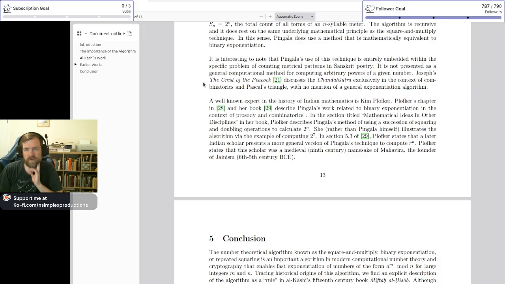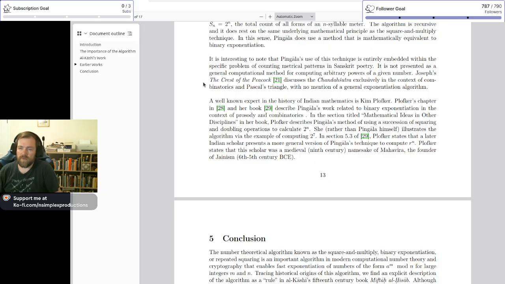A well-known expert in the history of Indian mathematics is Kim Plofker. Plofker's chapter in her book describes Pingala's work related to binary exponentiation in the context of prosody and combinatorics. In the section titled Mathematical Ideas in Other Disciplines, Plofker describes Pingala's method of using a succession of squaring and doubling operations to calculate 2 to the n. She, rather than Pingala himself, illustrates the algorithm via the example of computing 2 to the 7th.